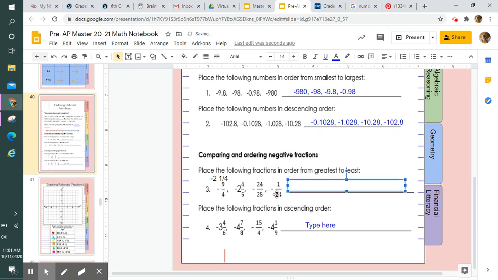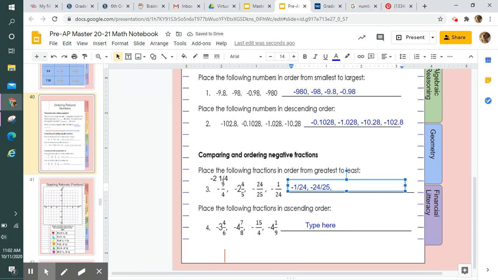The first thing I'm going to worry about is these two right here, negative 1 over 24 and negative 24 over 25. I know 24 over 25 is almost 1 whole, and I know 1 out of 24 is a really small amount. So that tells me that 1 out of 24 is going to be closer to 0. So negative 1 out of 24 is going to go first. And then negative 24 out of 25 is going to go next because that one's closer to 1.